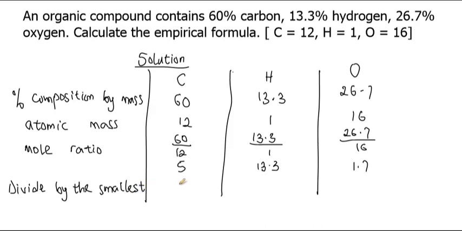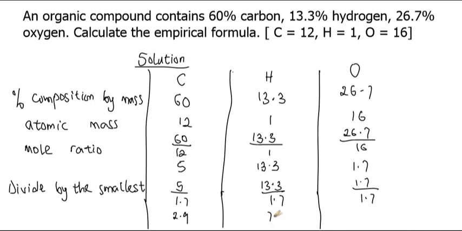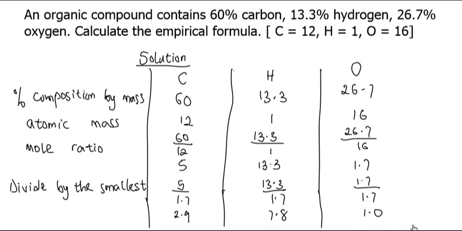The smallest is 1.7. So 5 divided by 1.7, 13.3 divided by 1.7, 1.7 divided by 1.7. So after dividing this, 5 divided by 1.7 gives 2.9. Here we have 7.8, and here for oxygen we have 1.0.